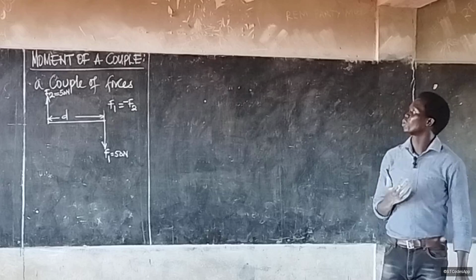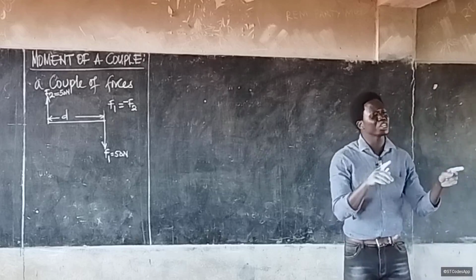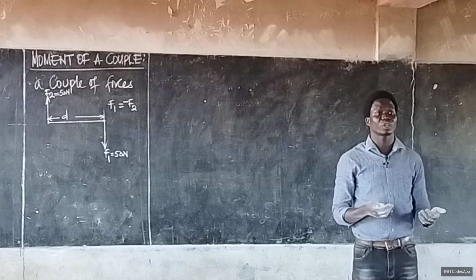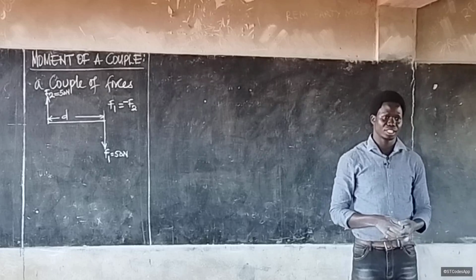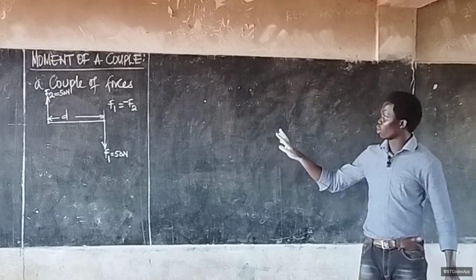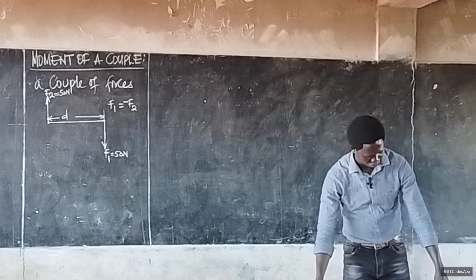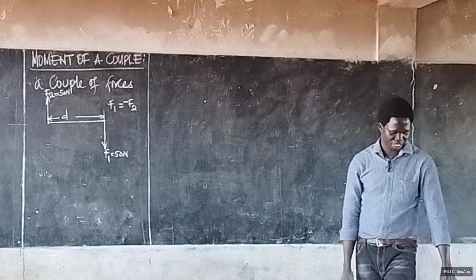But we want to know the moment of a couple. If I have now these two forces which are of equal magnitude and acting in opposite directions, and I want to get their moment, what do I do? So that is what we are going to look at right now. Write and say, a couple is a pair of forces.